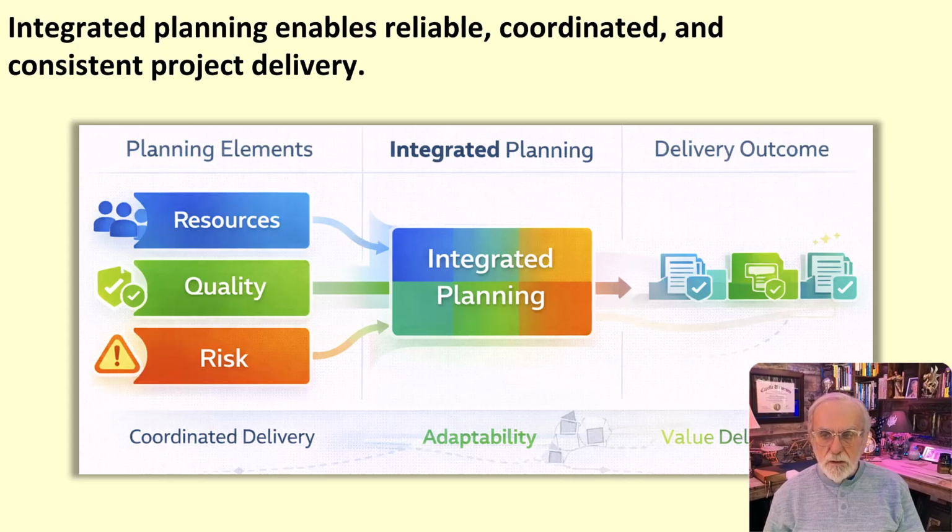These areas, resources, quality, and risk, do not operate independently. Decisions in one area affect others, and effective planning brings them together into a coordinated system. When planning is done well, execution tends to be more stable, more predictable, and more efficient. When planning is weak or disconnected, we tend to see delays, rework, and inconsistency in delivery. So the key takeaway is that planning is not just preparation, it's what enables reliable project delivery.